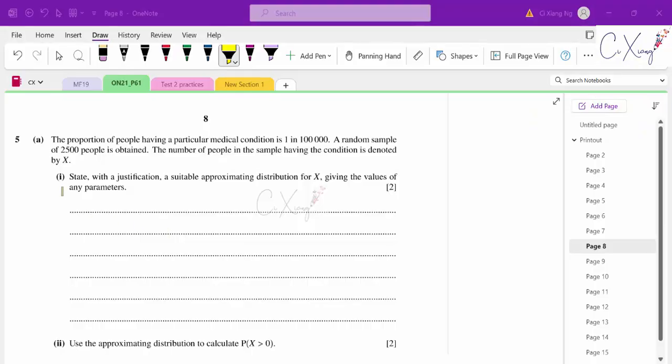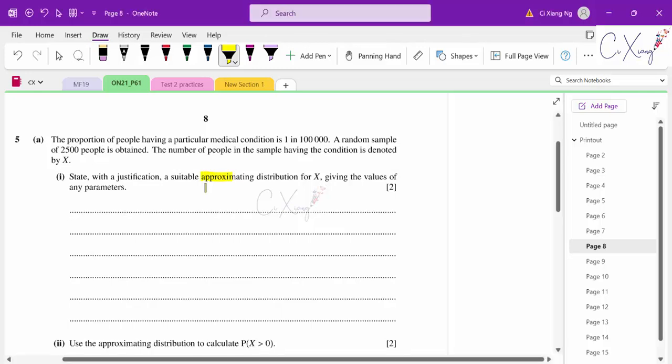Okay, question number 5. The proportion of the people having a particular medical condition is 1 in 100,000. Okay, there's a random sample of 2,500 people obtained. Then the number of people in the sample having the condition is denoted by X. So state with a justification the suitable approximating distribution for X, giving the value of any parameter.